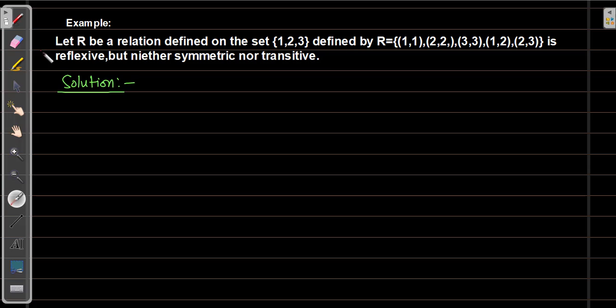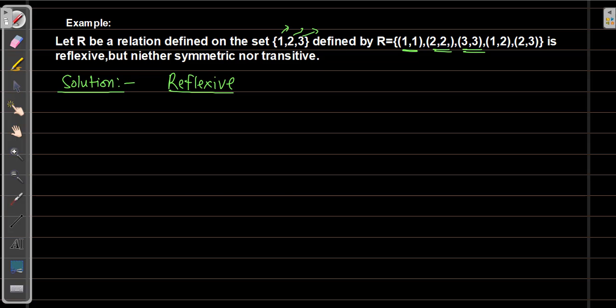Now we will show why this relation is reflexive and why it is not symmetric and transitive. First we will check whether this relation is reflexive or not. We have the elements 1, 2, 3 in the set. If this relation is to be reflexive, then 1 must be related to 1, 2 must be related to 2, and 3 must be related to 3. And here also 1 is related to 1, 2 is related to 2, and 3 is related to 3. That's why our relation is reflexive.